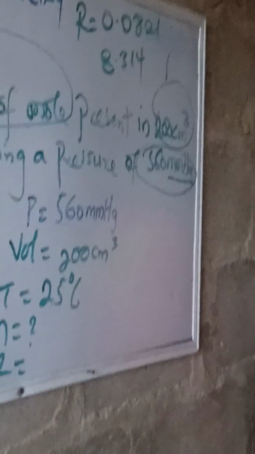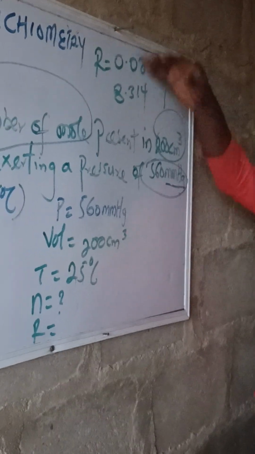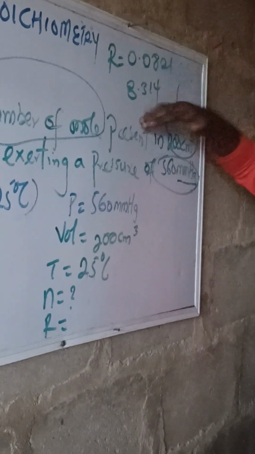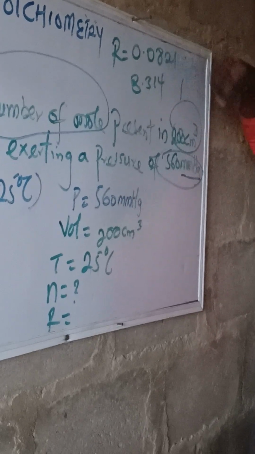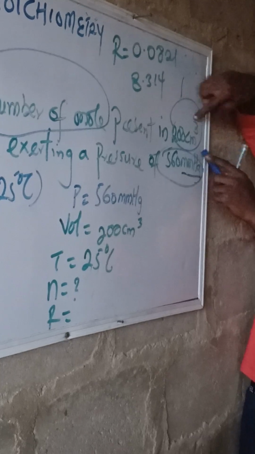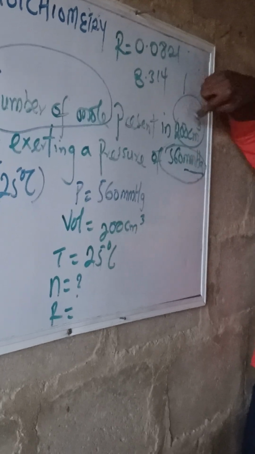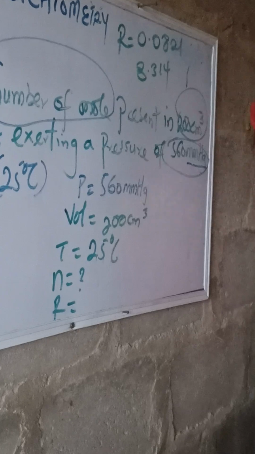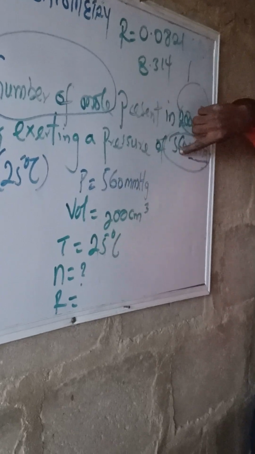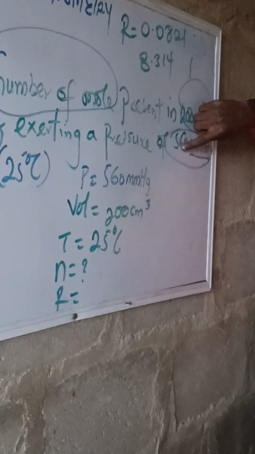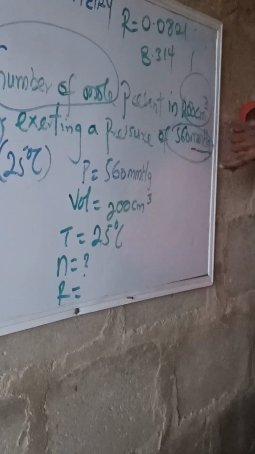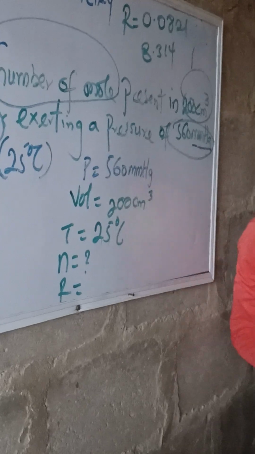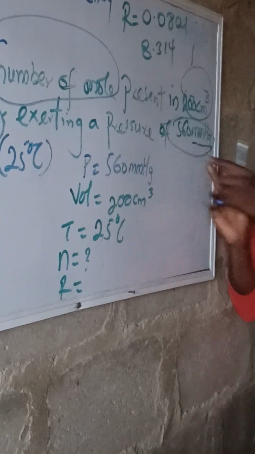That is the main problem. Now, what are you going to use? You can use either of these, but I will advise you use this one. But when you are using this, you have to convert your centimeter cube. Your volume must be in dm cube, and for those preparing for JAMB, your pressure must change from millimeter mercury to atm, atmosphere. How do you change millimeter mercury to atm?